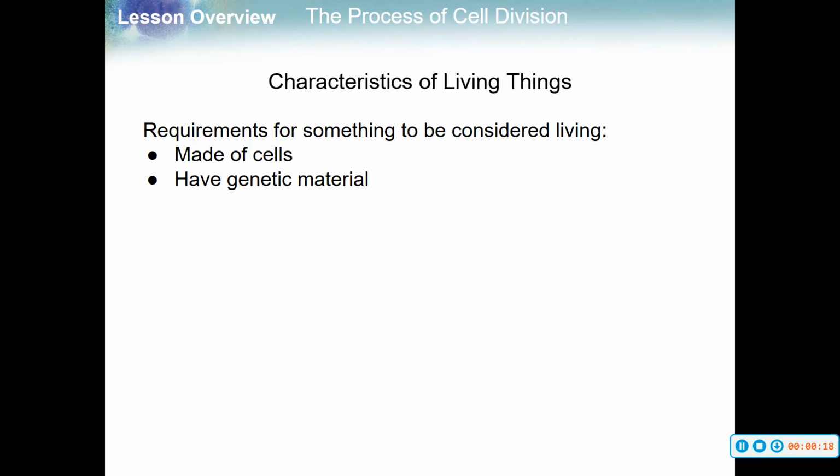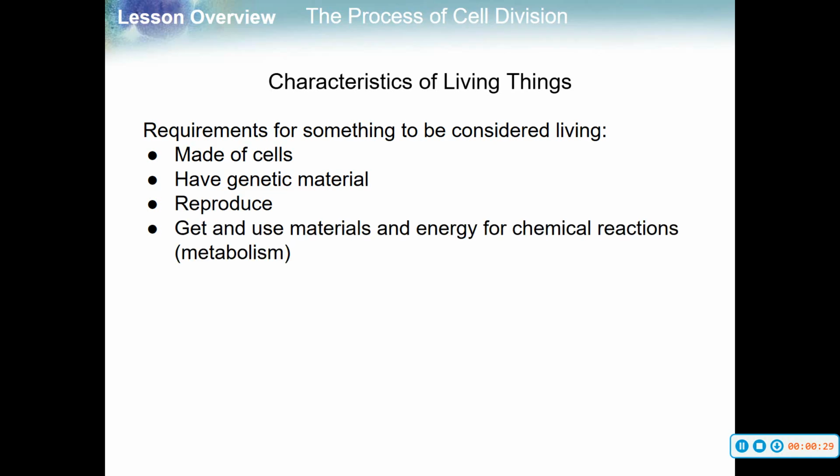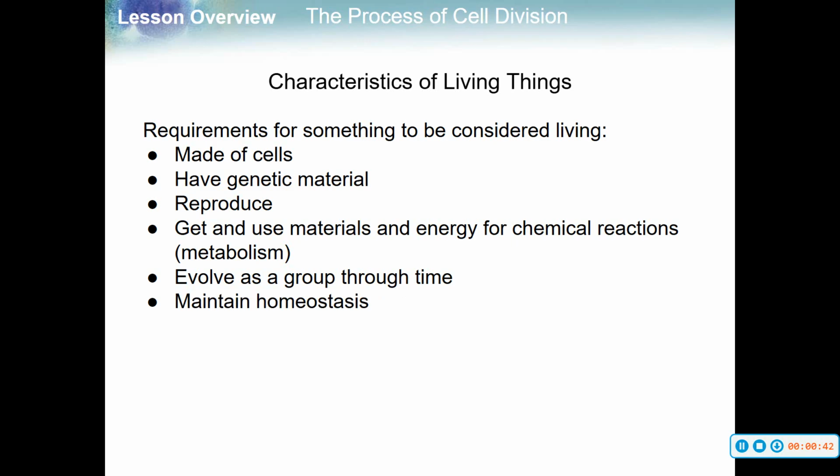have these 8 characteristics. They should be made of cells. Their body can be made of one or many cells. They should have genetic material inside their cells. They need to have the ability to reproduce and get and use materials and energy for all the chemical reactions that are occurring in their body. We call that metabolism. Over time, as a population, they should evolve. We should see some changes that occur in them. They'll maintain homeostasis, which is what we're going to be taking a look at today.